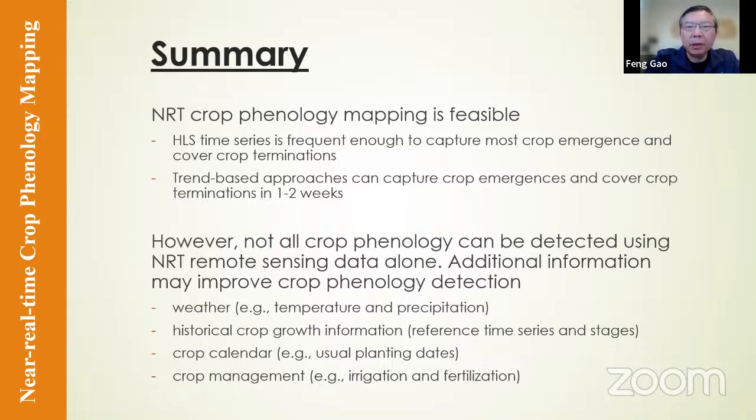We are developing a new algorithm to map the entire crop growth stages using historical data. So the weather data will be useful. Historical crop growth information will be useful, and also the basic idea of the crop calendar, when the usual planting date is, will be useful. And if you have the crop management information, it can help the algorithm. But sometimes that information is really hard to obtain, even from a field or from management. They don't record that kind of information.